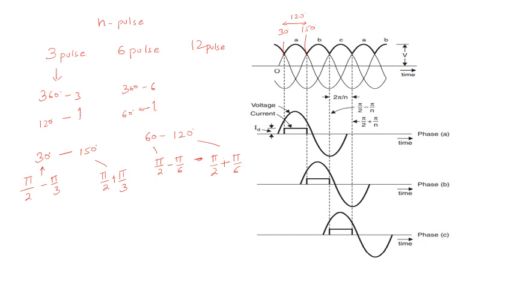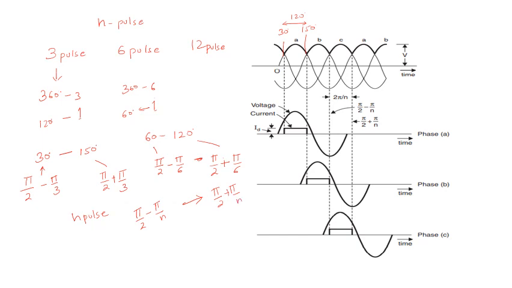So what I can generalize is that for an n pulse converter, your pulse will change from the lower limit pi by 2 minus pi by n, and it goes to the upper limit pi by 2 plus pi by n.